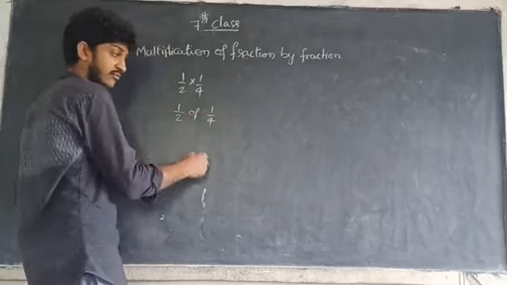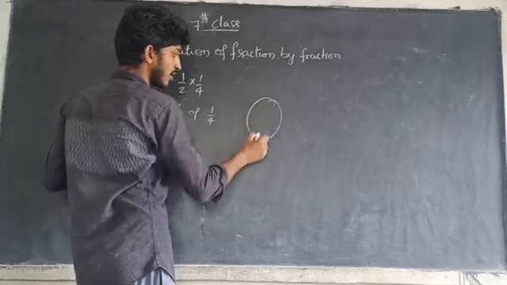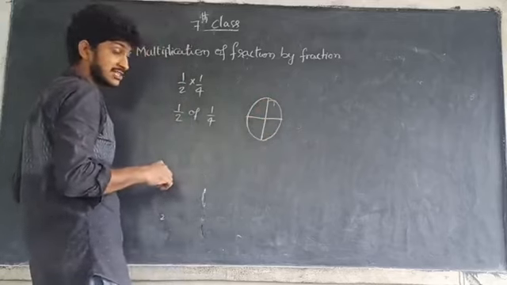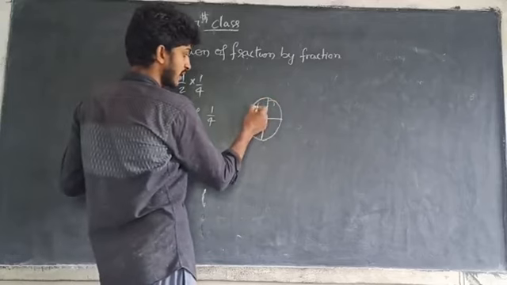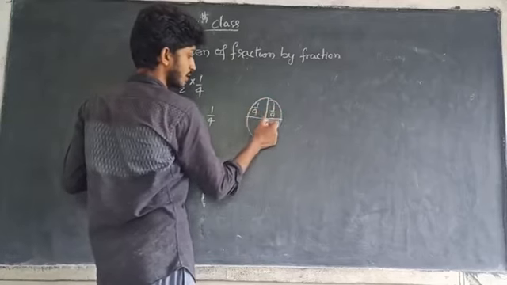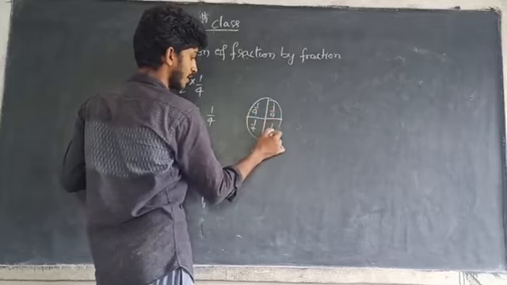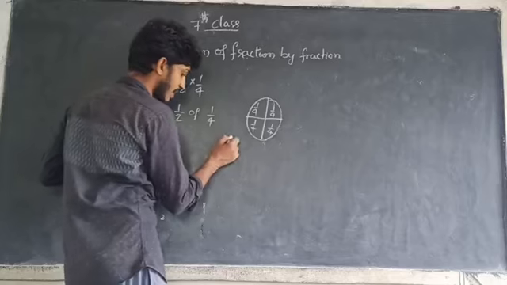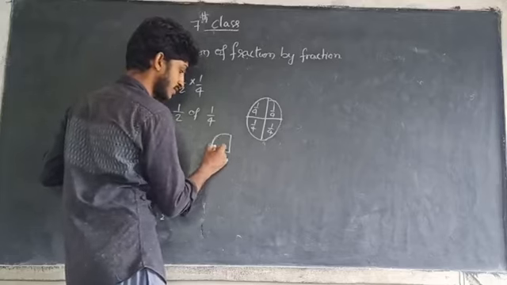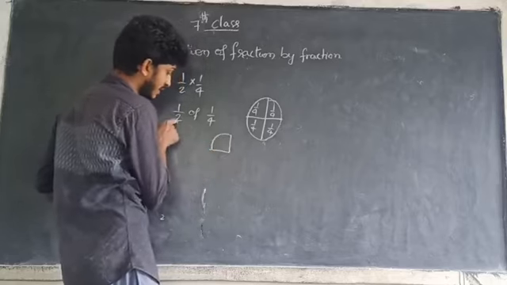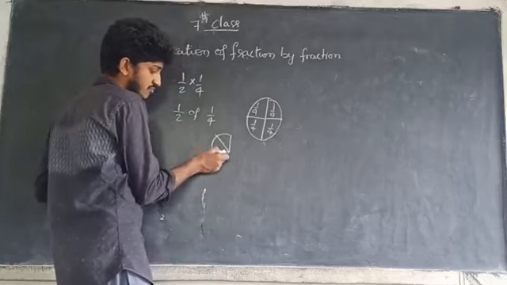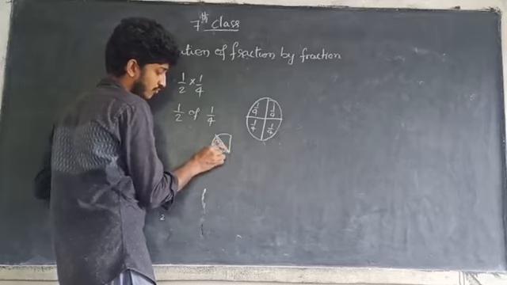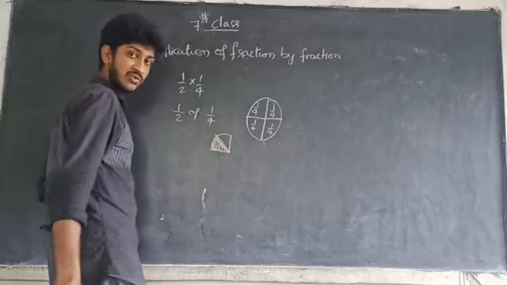1 by 2 of 1 by 4. If you take a circle or a square, okay, a circle is divided into 4 parts, which means each one contains 1 by 4th part. Here, 1 by 2 of 1 by 4 means take this part. This is 1 by 4th part, and in that, 1 by 2 means half. So in that half part, this is the 1 by 2 of 1 by 4.